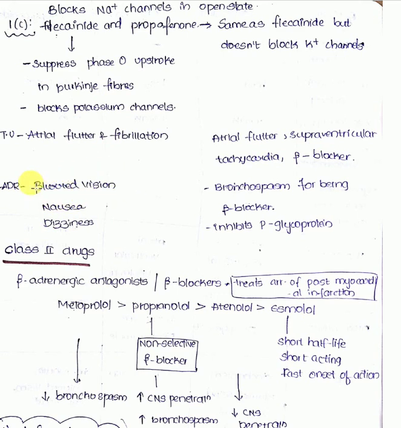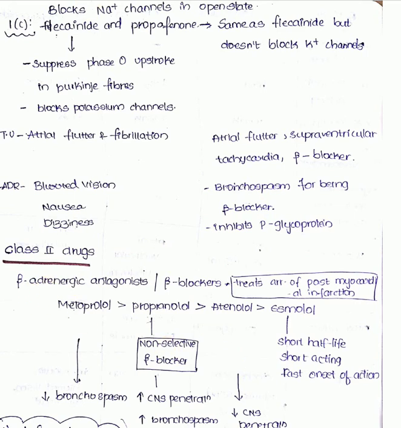Blurred vision is the common adverse effect in case of quinidine and disopyramide. Also nausea, nausea we can see in mexiletine, and dizziness is the new adverse reaction in case of flecainide. And in case of propafenone, the main adverse reaction is bronchospasm for being a beta blocker. As it is a beta adrenergic blocker, it shows bronchospasm, and it also inhibits P-glycoprotein, same as in case of quinidine. Coming to the class 2 drugs.